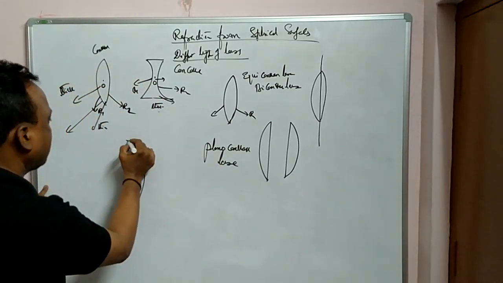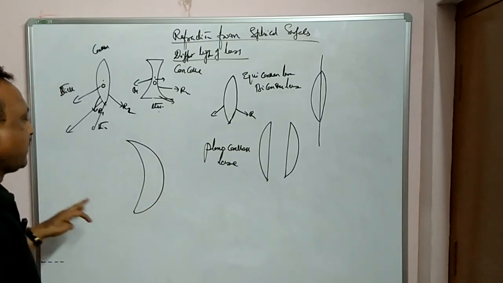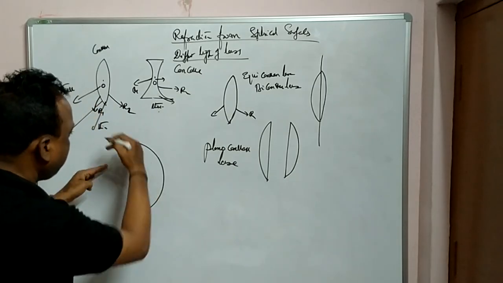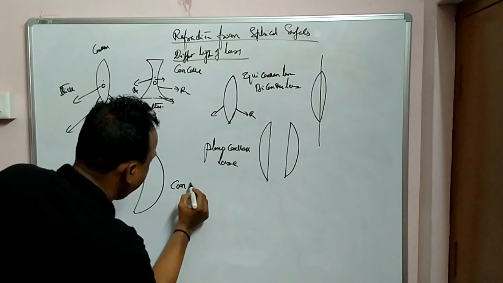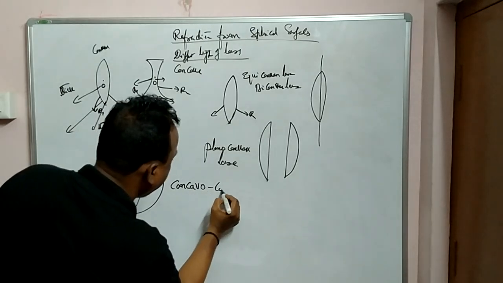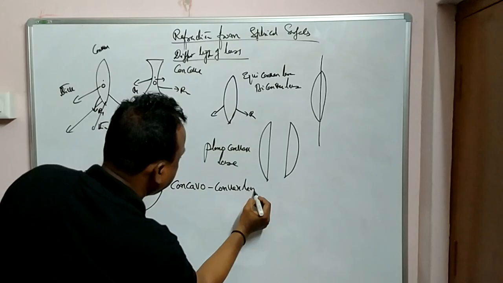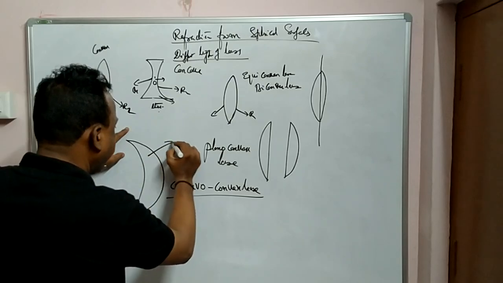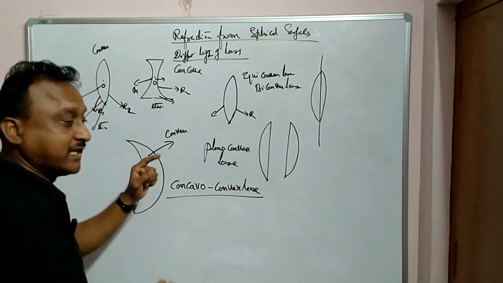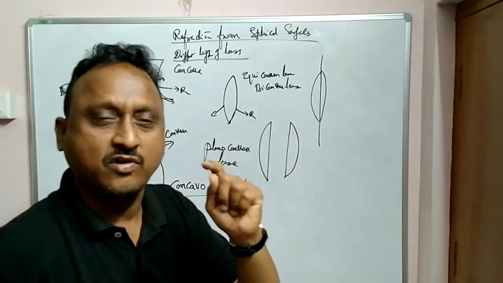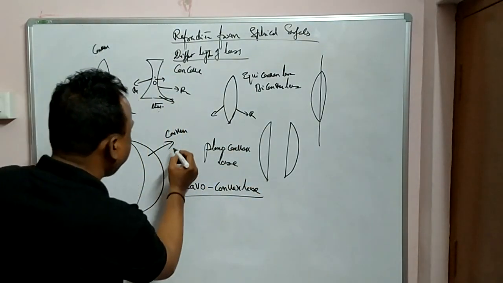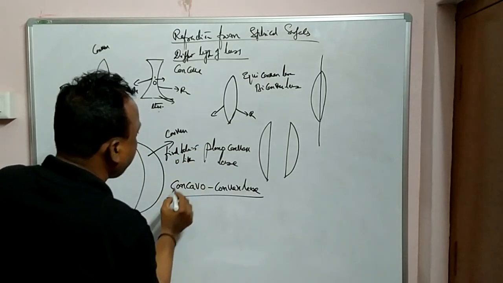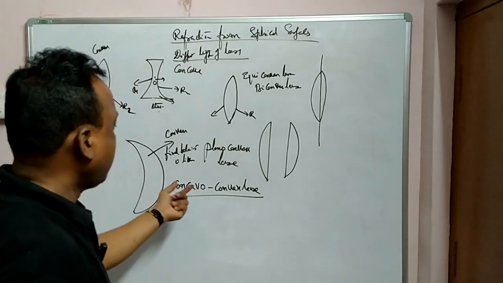Look at this, this is also called, see, here there is a concave surface and a convex surface. So it is also called a concavo-convex lens. Even though it is named concavo-convex, you can see it is mostly convex. Therefore its final behavior is like a convex lens, because convex is converging. So that is why it is called concavo-convex.